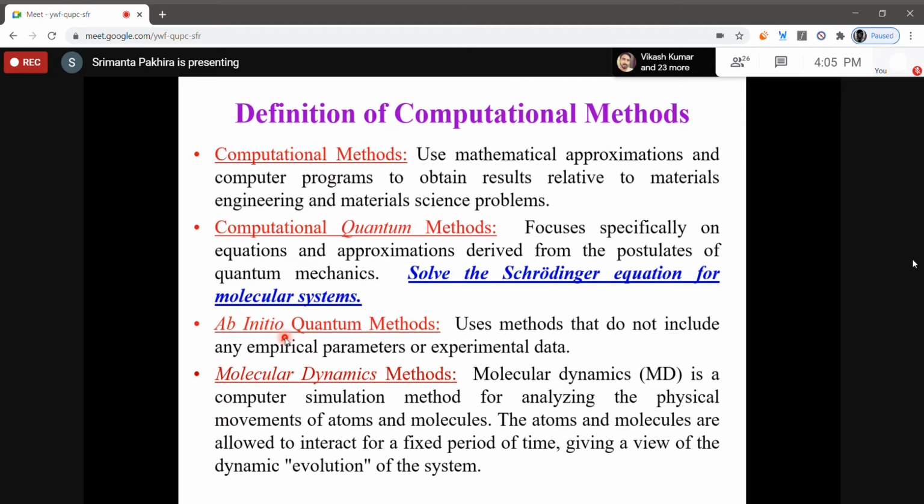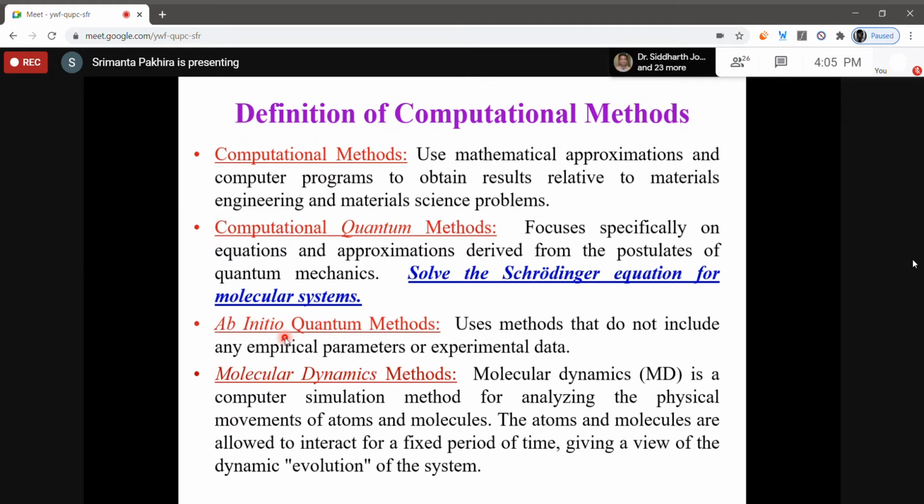It is a computer simulation where we can analyze the physical movement of the atoms and molecules inside a particular region, sometimes called a simulation box. We see how the atoms and molecules interact for a fixed period of time, and that gives the evolution of the system. That is the main concentration of the molecular dynamics method.